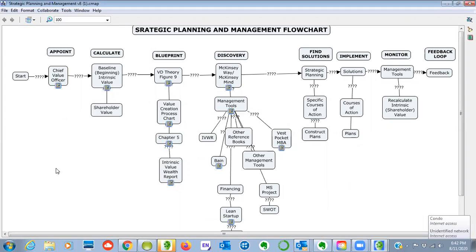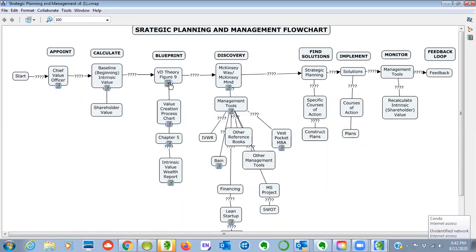Okay, and then there's what I call the blueprint here. These are blueprints, templates, frameworks to start thinking about the value creation process.